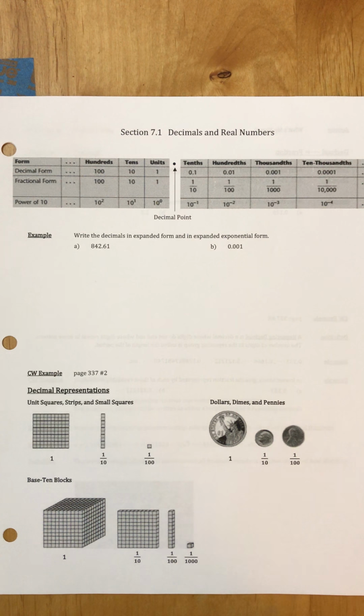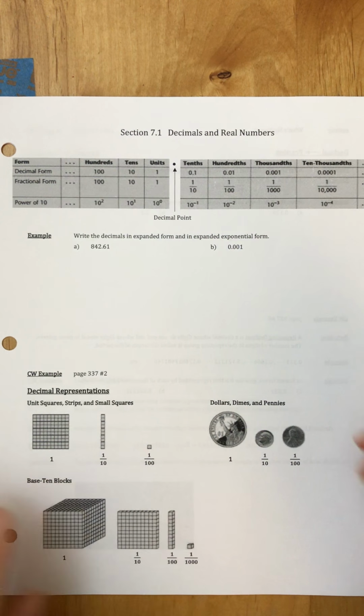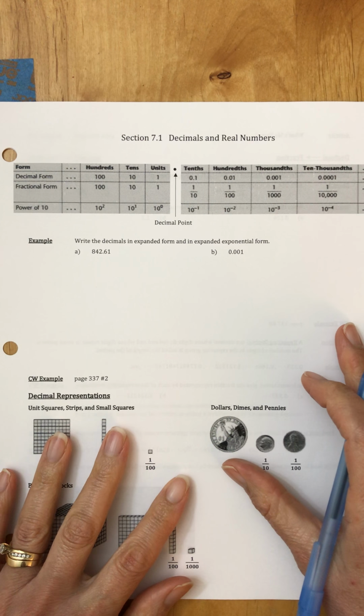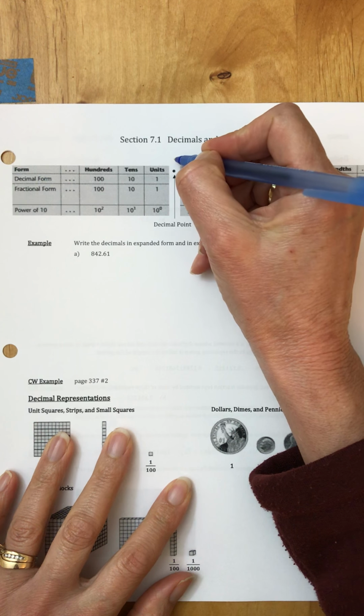Hello, this is section 7.1, page 1 on decimals and real numbers. So the first thing we're going to look at is this chart and just think about what a number looks like when it's in decimal form. So the chart is kind of telling us, but let's spell it out here.